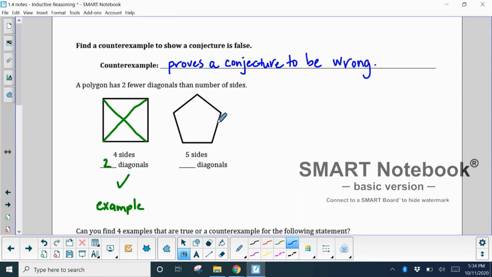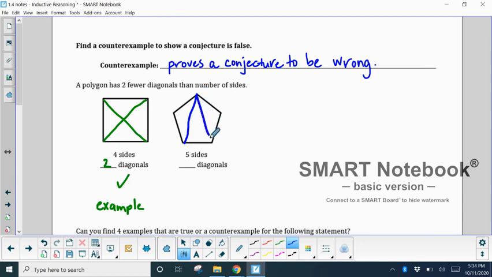So let's take a look at the next one. If I have 5 sides, it should have 3 diagonals because our conjecture says it should have 2 fewer diagonals than sides. So if I have 5 sides, I want to only have 3 diagonals. So to draw a diagonal, remember you start at a vertex and you can go to an opposite vertex that's not right next to it.